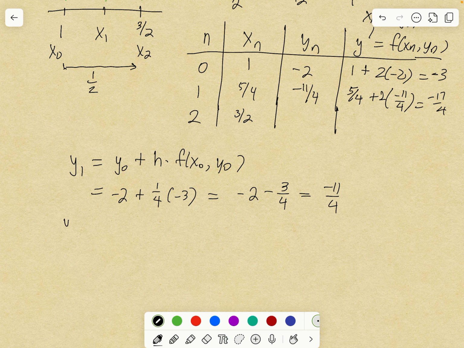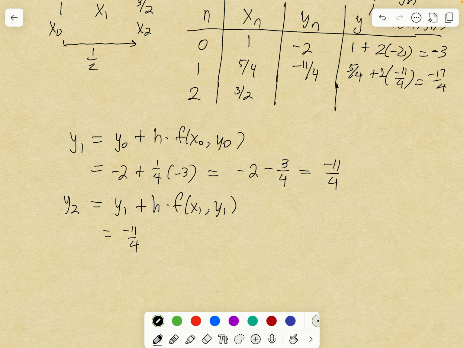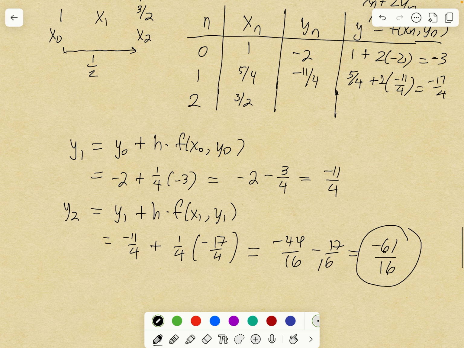Now we're ready to find y2. y2 is y1 plus h times f of x1, y1. So our y1 was -11/4, our h is 1/4, and f of x1, y1 is -17/4. Now we just need to know what that is. That turns out to be -44/16 minus 17/16. That's -61/16. So that's going to go in our table. That's the final answer.